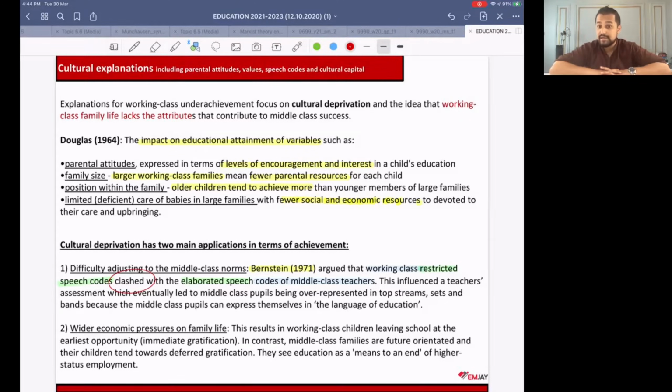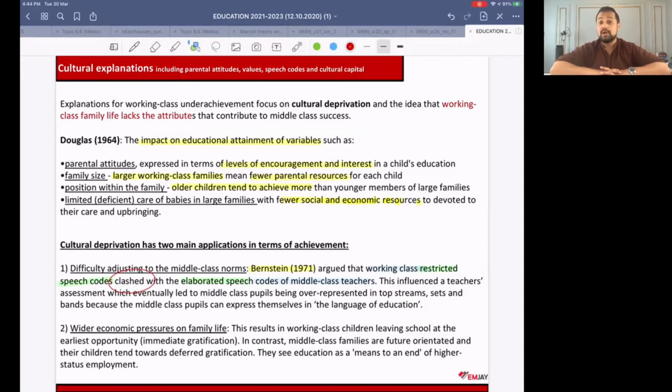According to Bernstein, the working class restricted speech codes clash with the elaborated speech codes of the middle class. This influences a teacher's assessment, which eventually led to middle class pupils being overrepresented in top stream sets and bands because the middle class pupils can express themselves in the language of education.